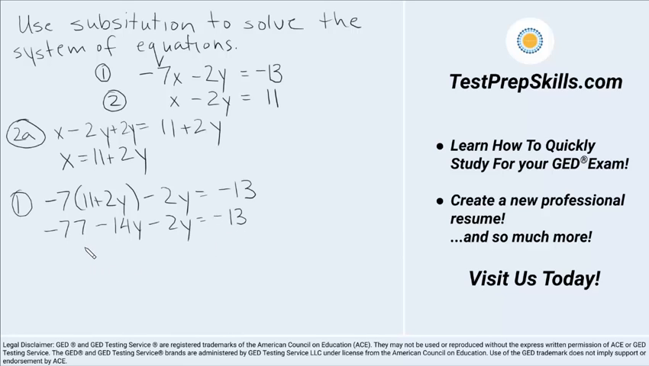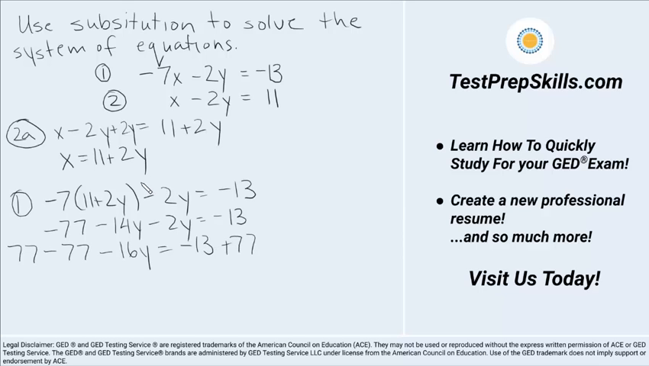Okay, so first thing I want to do is combine these two like terms here. So for now, I'm just going to rewrite the negative 77. Combining these two like terms, negative 14y minus 2y is going to be negative 16y. And that's going to equal negative 13. Now I'm ready to move this negative 77. And how I'm going to do that is I'm going to add 77 to both sides, okay?